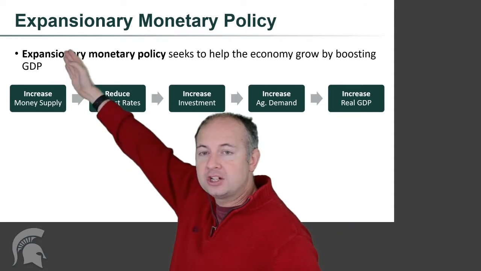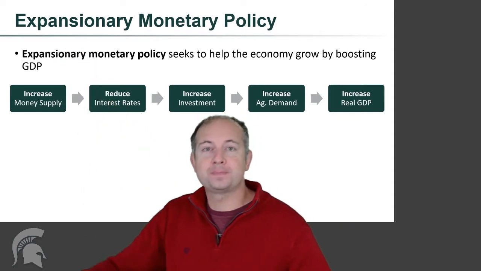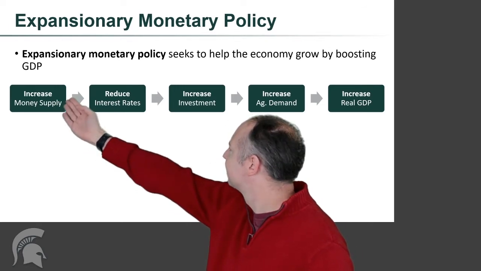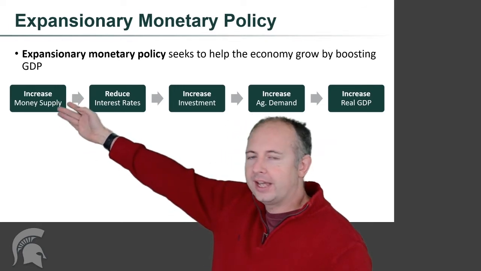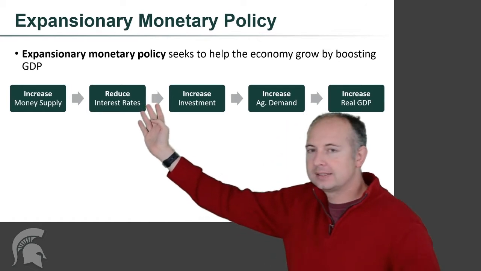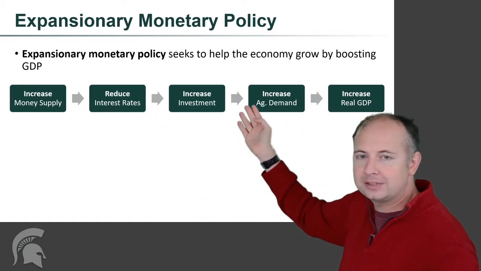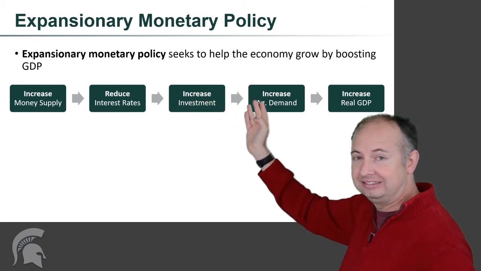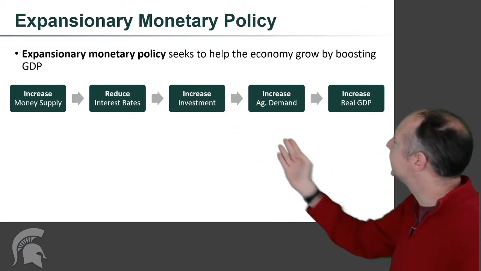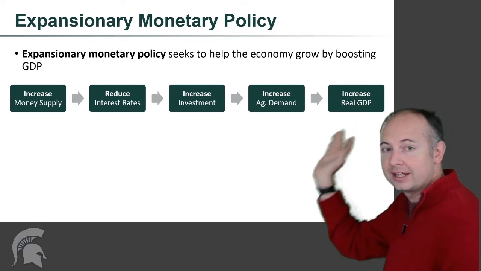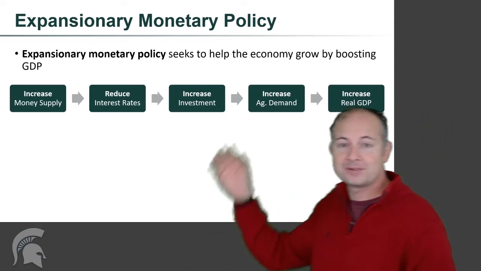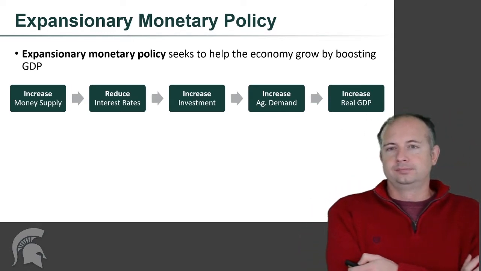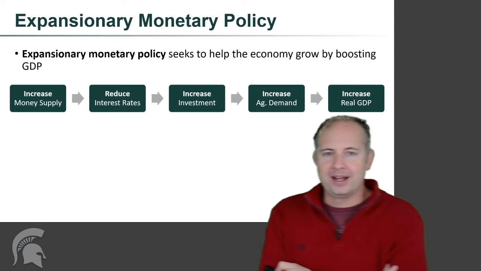So expansionary monetary policy, we're going to expand the money supply. We're going to increase the money supply. That'll work to reduce interest rates, which will increase investment, increase aggregate demand, and increase real GDP. I'm figuring this out. Remember, I'm just staring at a green piece of fabric here. So that is expansionary monetary policy.